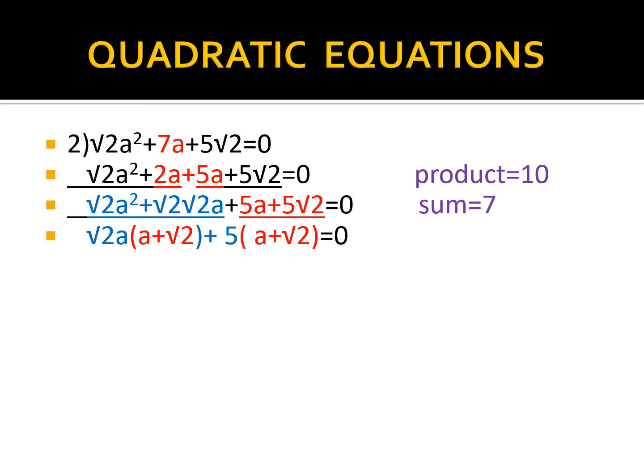A plus root 2 is common, so we take it out in a bracket, leaving the other two terms root 2a plus 5.